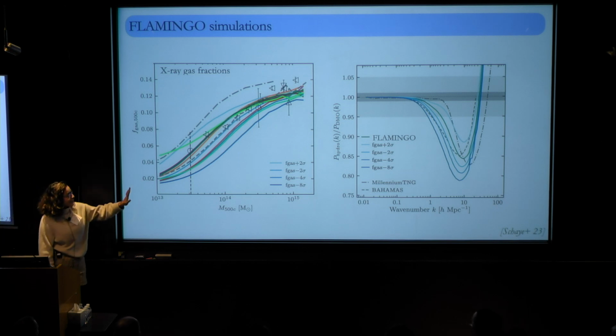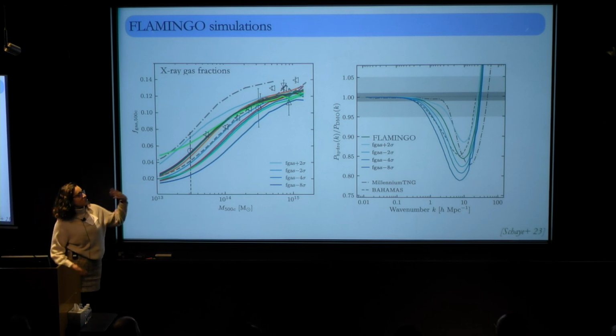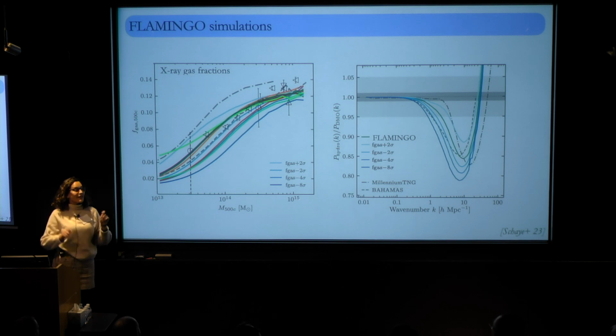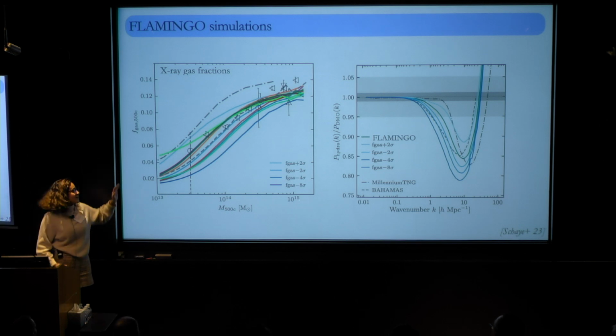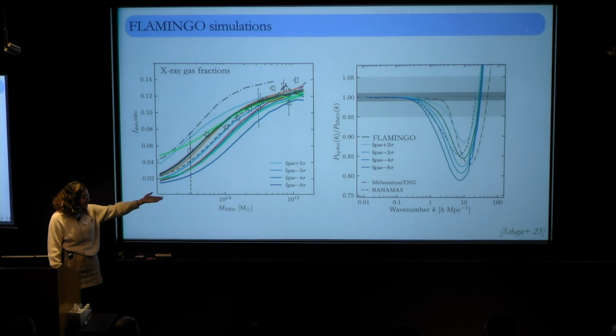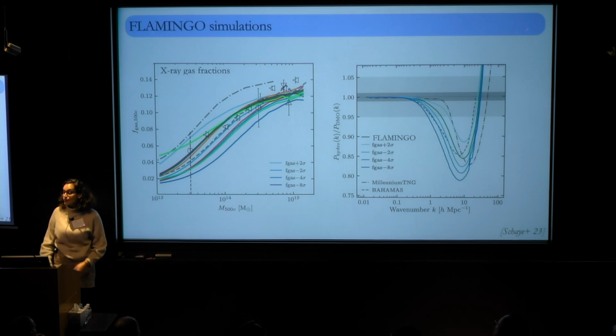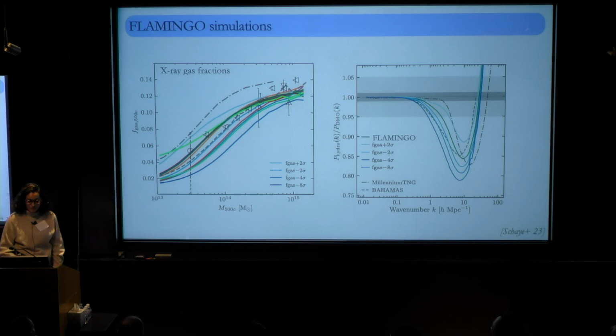We like FLAMINGO because they don't just have their fiducial simulation, shown by the green lines here, which is calibrated to the X-ray gas fractions, shown as the black data points, but they have these 4 other variants, where you're moving away from constraints on the gas fractions up until 8 sigma difference from the gas fractions to give you a more extreme power suppression.